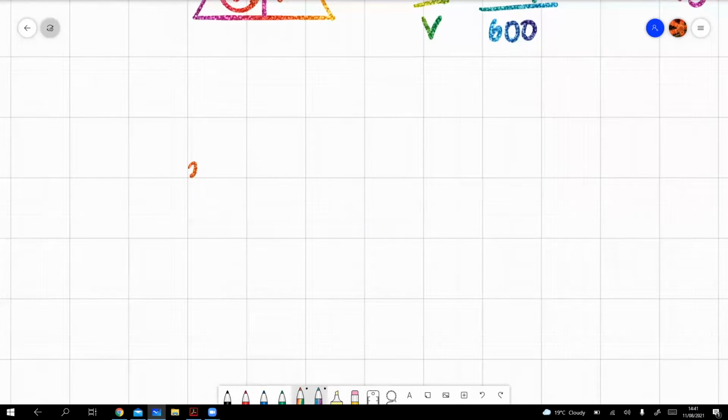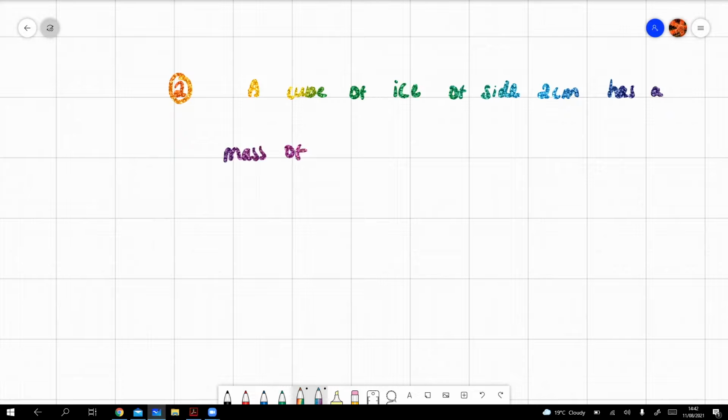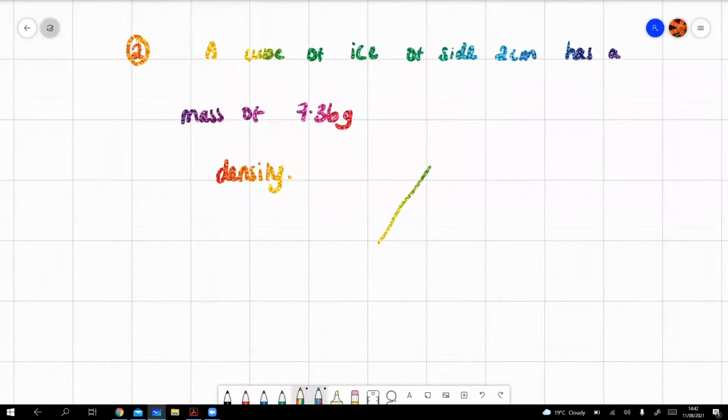So this time we'll do example number 2. Okay, so we've got a cube of ice this time, a cube of ice of side 2 centimeters has a mass of 7.36 grams, and we are working out the density. Okay, so again, what I would do is, first thing, I would draw myself my triangle, MDV. Again, we are working out density.